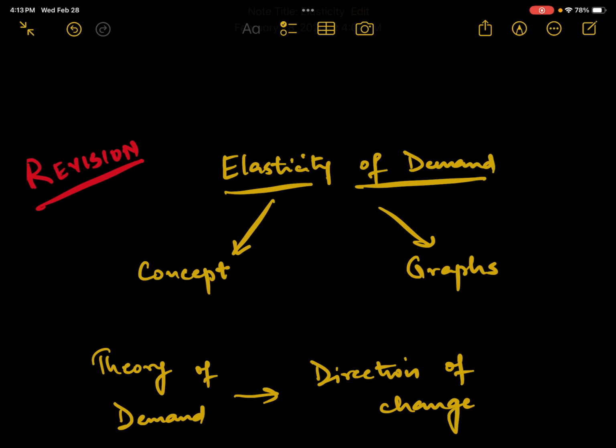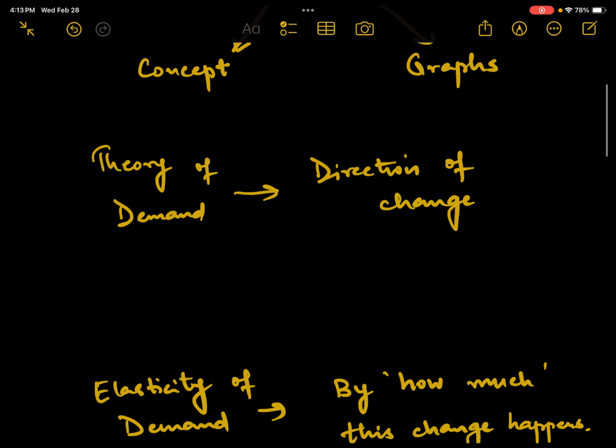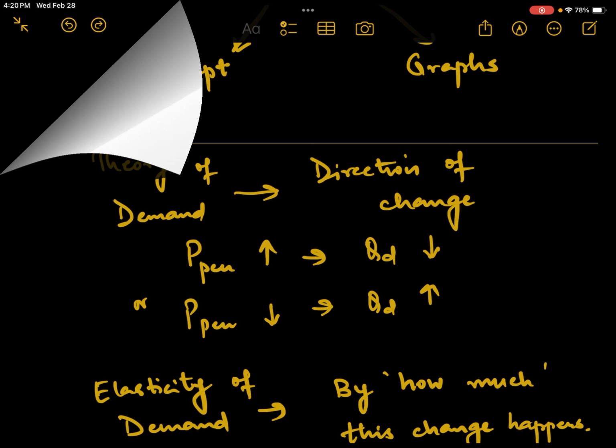So let's start. First, we have theory of demand. In theory of demand, we understand the direction of change, that if the price of a commodity goes up, the quantity goes down. So we are looking at if the price of a pen goes up, it leads to the quantity demanded for the pen going down, or if the price of a pen goes down, quantity demanded goes up. This was the concept of theory of demand.